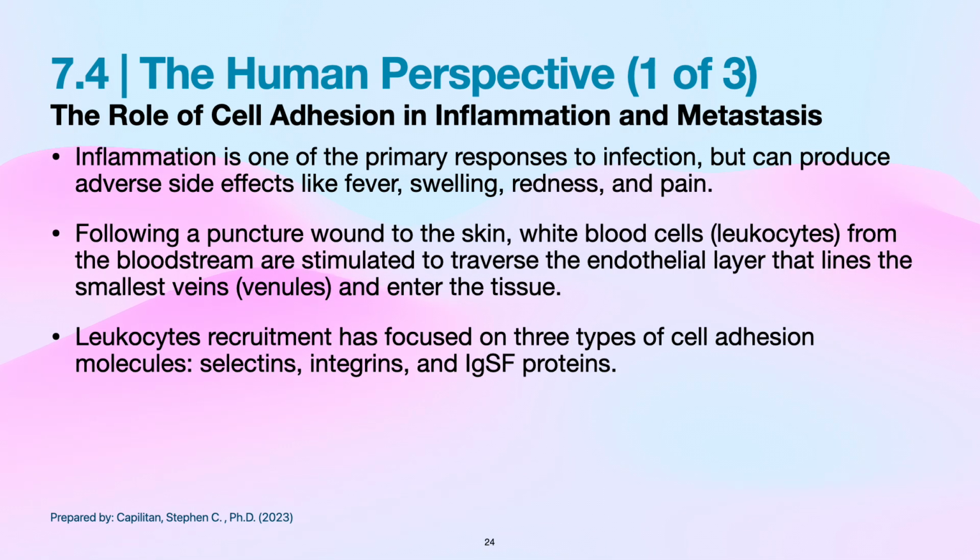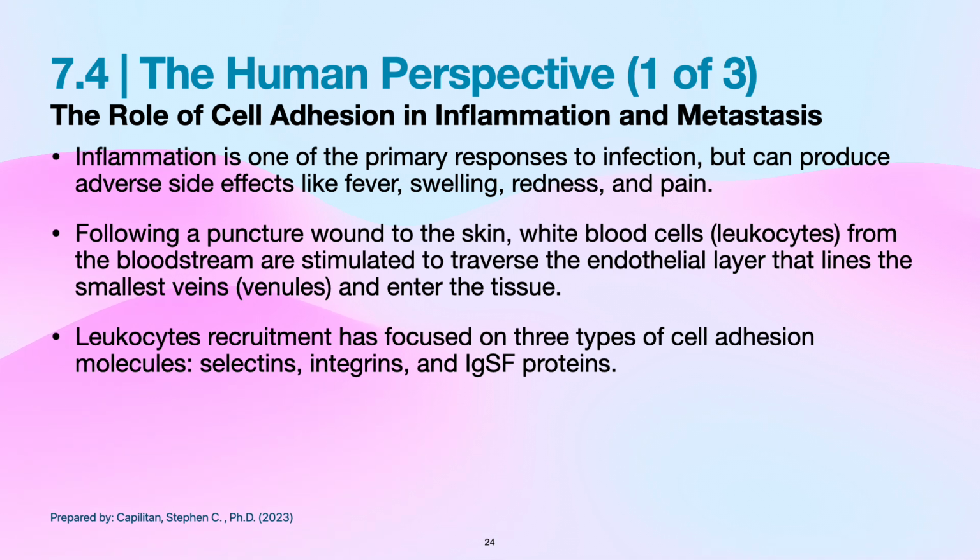What is the role of cell adhesion in inflammation and metastasis? From the human perspective, inflammation is one of the primary responses to infection, but it can produce adverse side effects like fever, swelling, redness, and pain. So these are the cardinal signs of inflammation.